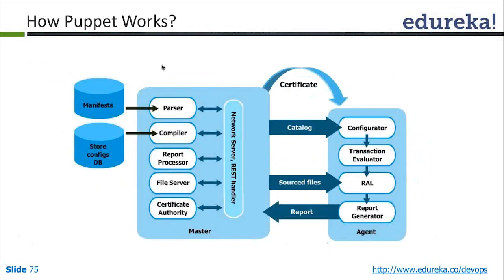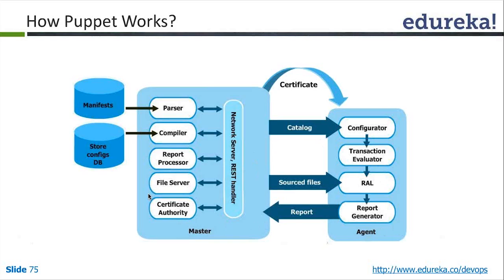So how does Puppet work? There is a manifest and a configuration DB, and this is all on the master side. There is a report processor, a file server, and a certificate authority which issues your certificates. The agent evaluates the configuration, generates a report, and then sends it back.